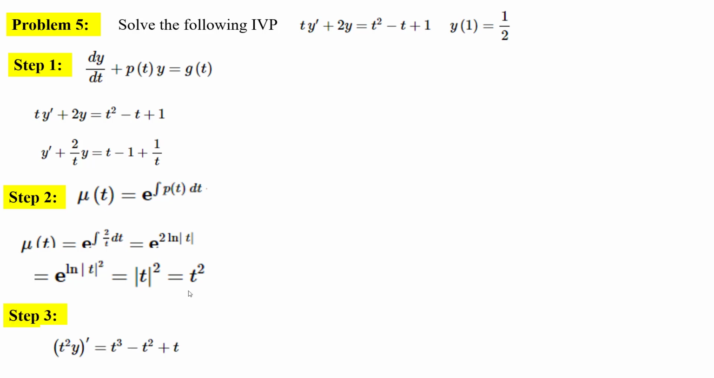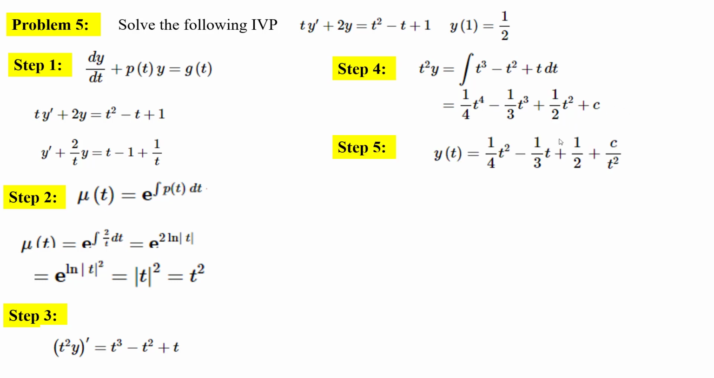So step 3, just multiply everybody here by t squared. Rewrite the left side as a product of t squared times y prime, and then the right side becomes t cubed minus t squared plus t. Step 4, integrate. You get t squared y equals 1/4 t to the 4th minus 1/3 t cubed plus 1/2 t squared plus c. Divide everybody by t squared. So that's your general solution.